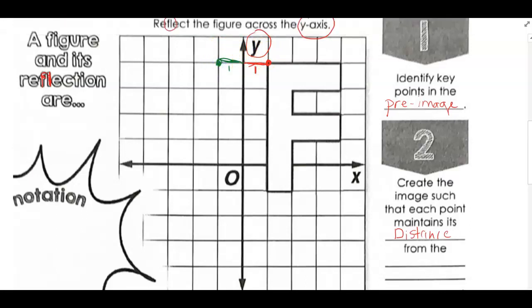We can label these points just like we did yesterday. We can say this was point A. So then we're creating point A prime, okay? So then we do another key point on our pre-image. Let's go down to the bottom. If we put point B down there, okay? So we look to see point B is 1 unit from the y-axis, so then the image needs to be 1 unit from the y-axis in the opposite direction because it's a reflection. So we find 1 unit to the left, we label our point B prime, okay, because we're creating that image.